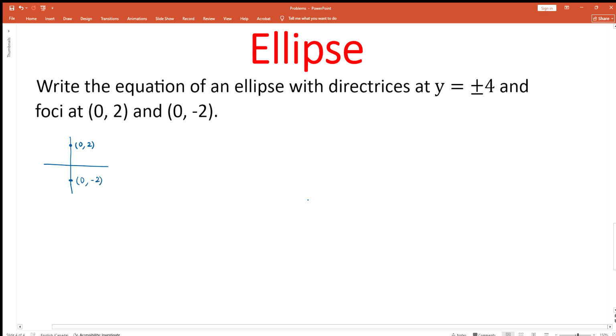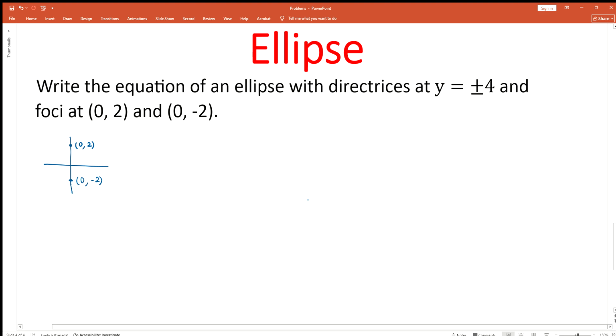As you may know, foci points of an ellipse lie on its major axis. That means the major axis for this ellipse is the y-axis. Therefore, this ellipse is taller than wider. This is a very important concept we need to understand and memorize. Next, we can write the general equation of an ellipse that's taller than wider.